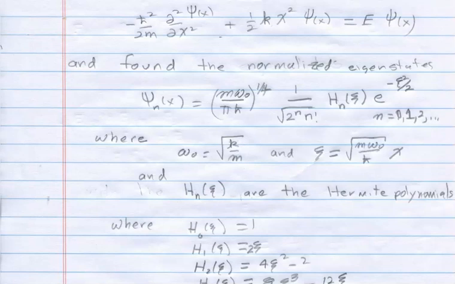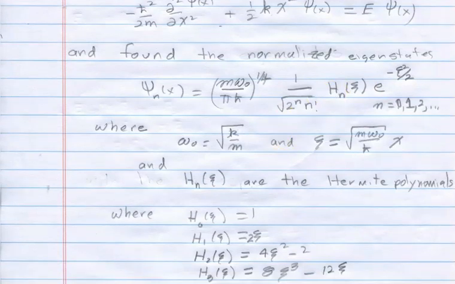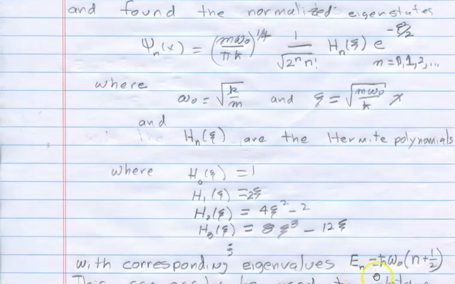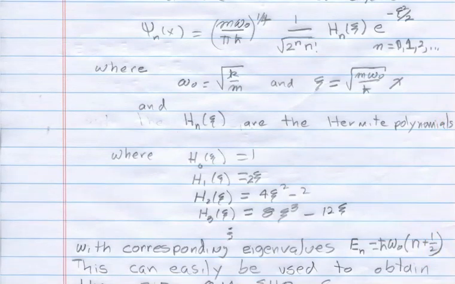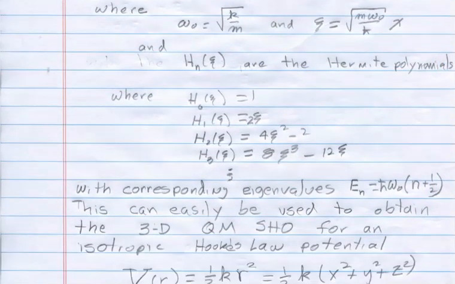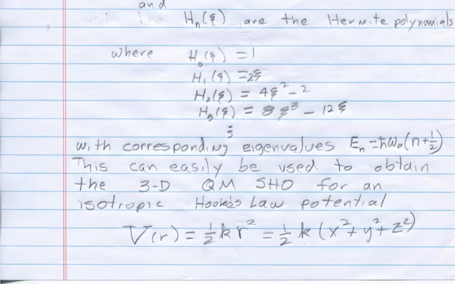normalized eigenstates, and they correspond to the energy eigenvalue En, which is h bar omega naught times n plus a half. The quantum number is n on both of these, and we found that it went from 0, 1, 2, 3, etc. So a non-negative integer. That means that the lowest possible energy state was n equals 0, which was h bar omega times a half. Well, if we're clever, we can easily use these to obtain the 3D solution without doing a whole lot of additional work.